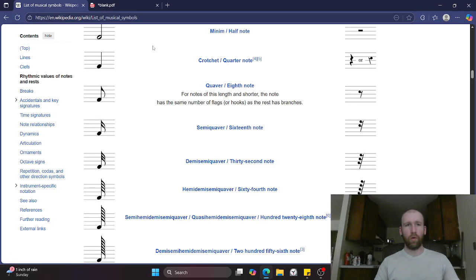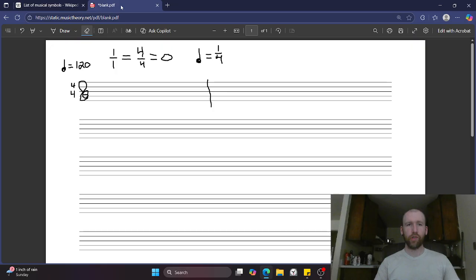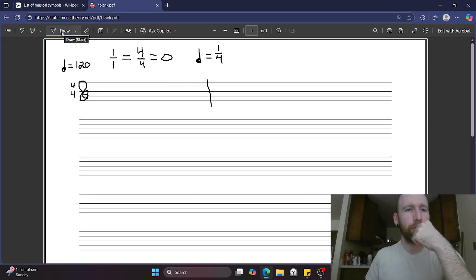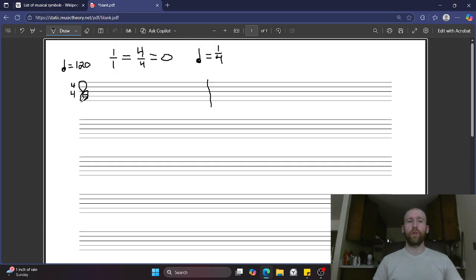Okay, so maybe I'll just do one more example here. Why don't we do a measure containing, well, actually, perhaps maybe I've covered enough on this sort of division of rhythm in this time signature. Maybe I should show you another time signature.